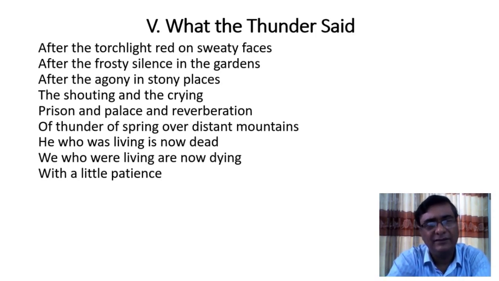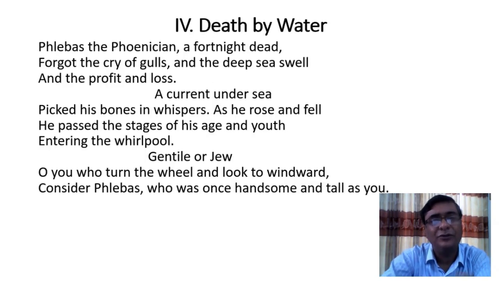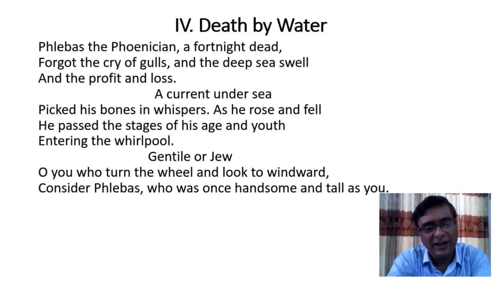What the Thunder Said is the last section. Now, I forgot to tell you one thing in the previous section, that this section was basically very large. And when this poem was given to Ezra Pound, Eliot's friend, he suggested Eliot cut 82 lines, and Eliot said that if I delete 82 lines from this section, then it's better to delete the entire section.